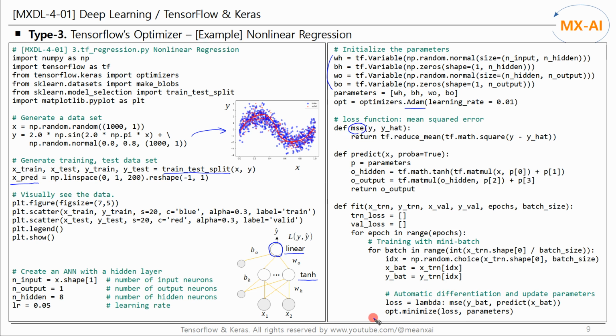Next, let's look at updating parameters. The optimizer's minimize function calculates the gradients of the loss and updates the parameters. This function performs gradient tape internally to calculate the gradients. The minimize function makes coding simple like this. If you want to handle the gradient before updating the parameters, you'll need to use gradient tape and the optimizer just like in the previous code.